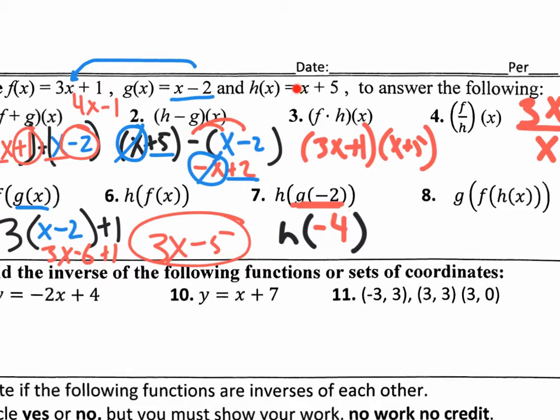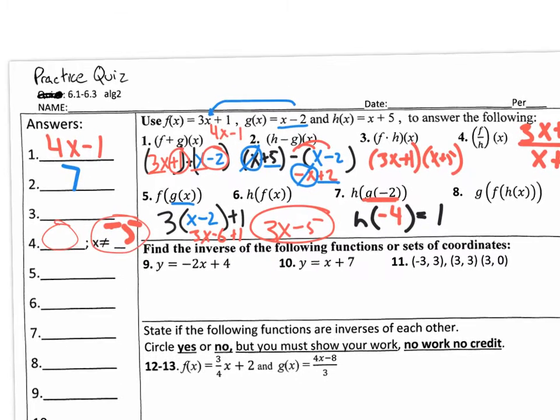Negative 4 right in there. It's going to be negative 4 plus 5. What's negative 4 plus 5? 1. So your final answer for number 7 is 1. You got it?